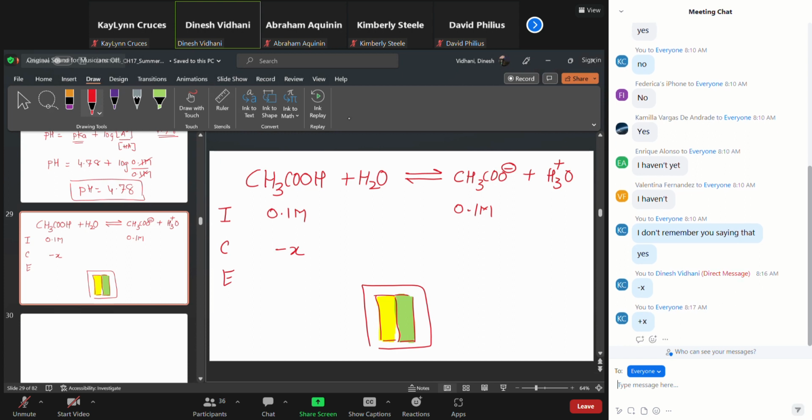Positive X, that's right, Gil. Very good. So I'm going to write here positive X. And this is also positive X because it's the same amount. So acetic acid will dissociate into equal amounts of acetate and hydronium ion. But now the thing is that you already have acetate ions that you were given in the starting. So how much acetate ions should I have at equilibrium?